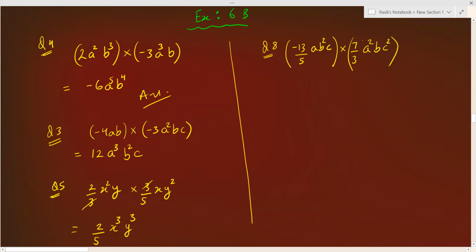3 se 3 kaatoge nahi? Sir, I have cut the 3. अरे तो 3 upon 2 कहाँ से आ गए? Sir, first I cut 3 minus 3, so 3 and 3 will be cancelled. और 2 और 4 को काटोगे तो 1 upon 2 आ जाएगा. 1 upon 2 a cube b to the power 7 is the answer. 1 upon 2, A ki power 3, B ki power 7. Samajh mein aaya? Yes, sir.